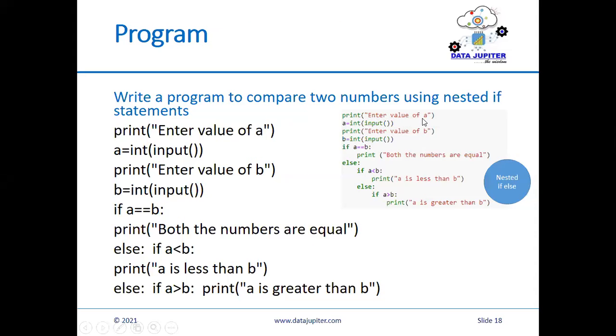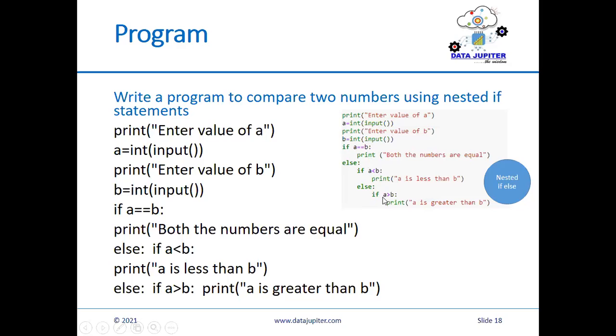So this is the statement. Print enter value of A. A is equal to integer input some value. Print enter value of B. B is equal to integer input. If A is equal to B, print both the numbers are equal. Else if A is less than B, print A is less than B. Else if A is greater than B, print A is greater than B. See, this is nested. Under if statement, else statement, again else statement, and if conditions are implemented. So this is a nested one: equal to, else lesser than or greater than.